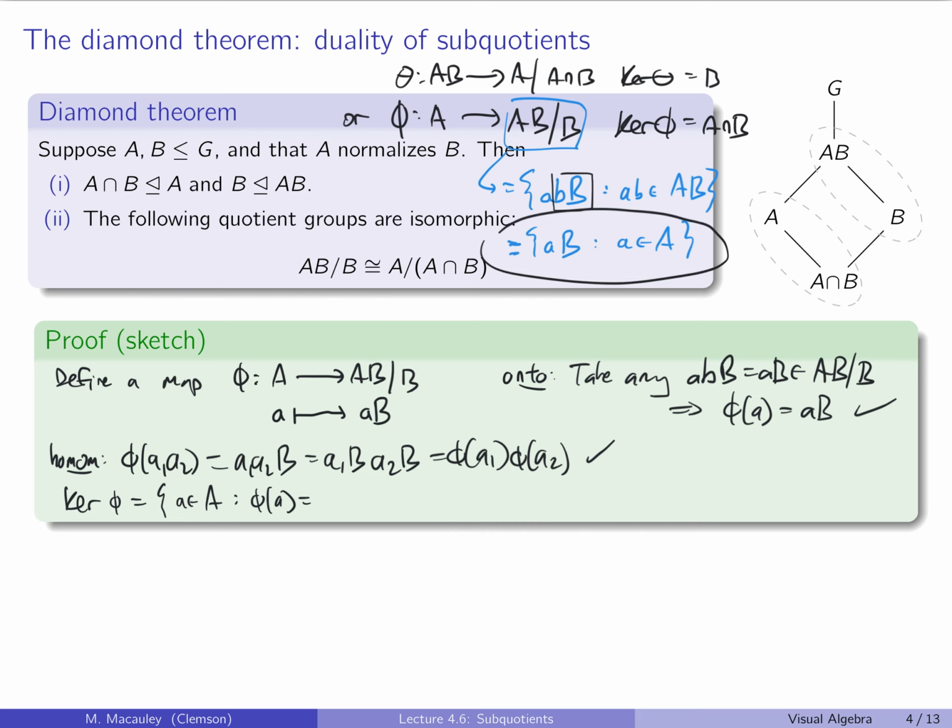Now, what is the identity element in AB mod B? Well, which coset is the identity coset? That's going to be B. So this is the set of all a in A such that phi of a, which is aB, equals B. And that is the set of all elements a in A such that, by our boring but useful coset lemma, a is in B. And what am I describing? That is the set of all elements in A and B, so that is A intersect B. And that is the proof.